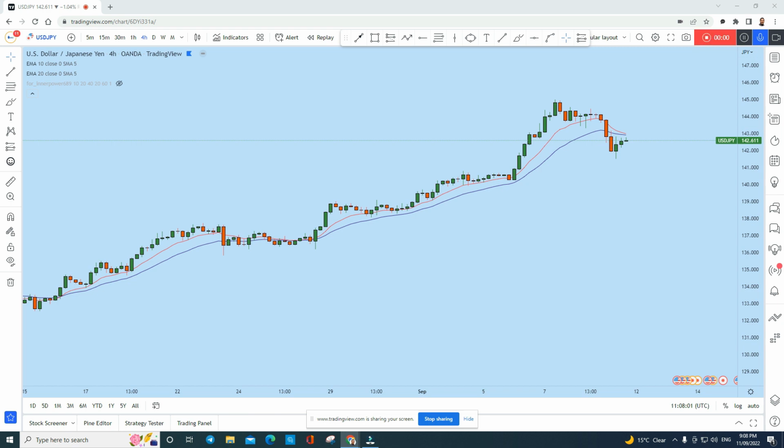What's up, data? So let's do a complete multi-time frame analysis of dollar yen. Let's see what kind of trading opportunity we currently have in this instrument.